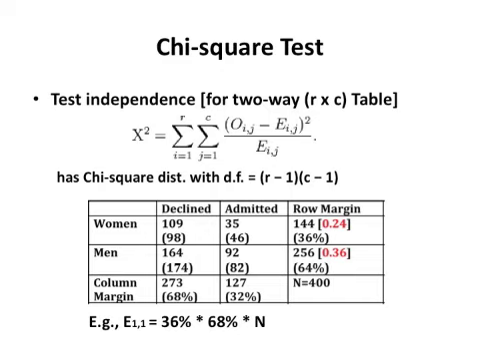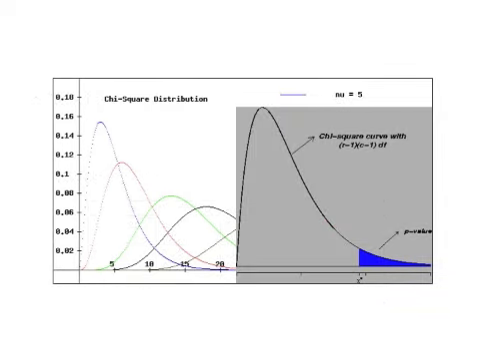So then any discrepancy of the observed cell counts from the expected cell counts will indicate some kind of shifting away from your null hypothesis.